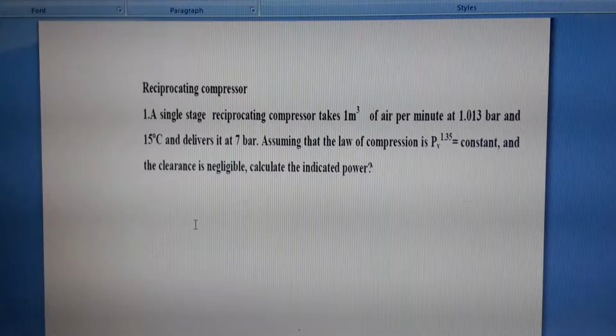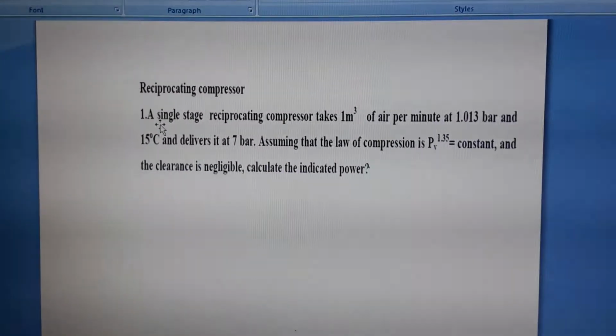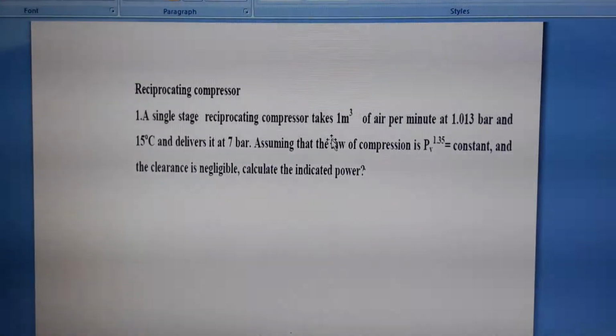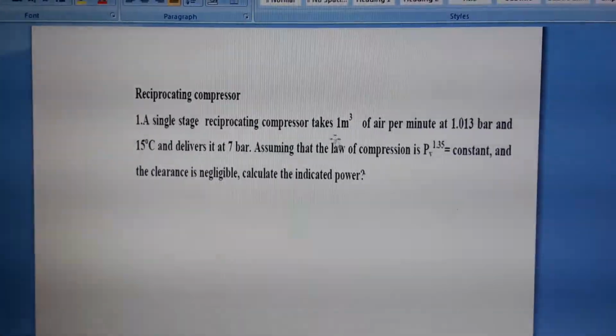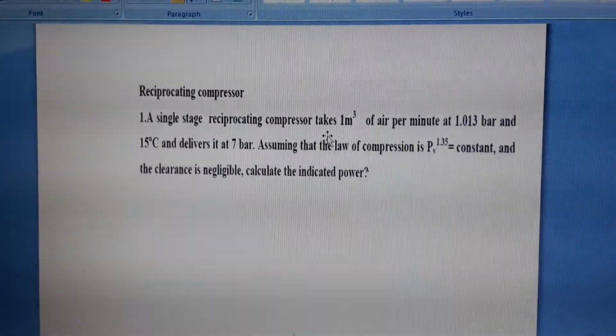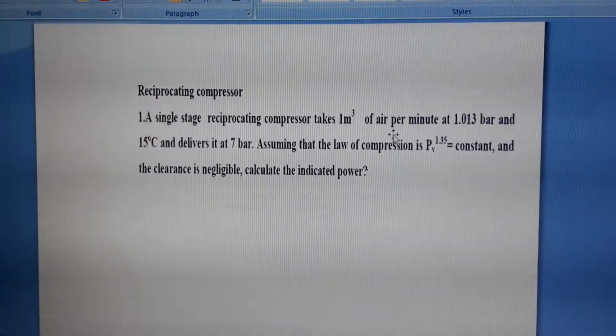First of all, we have to write the given data. So what is the given data? It is a single stage compressor. Again, this is the volume of air. So let us consider this is volume V1. It is 1 meter cube per minute.